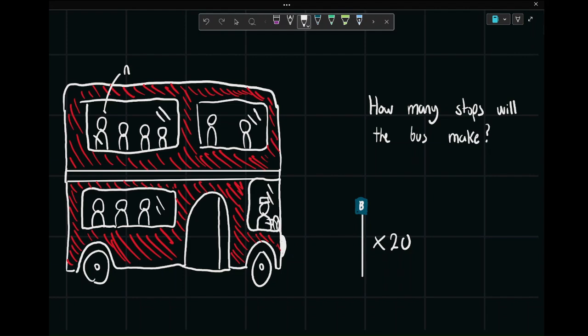So, we would like to know what's the expected amount of stops this bus will take. And if you can guess, we will be using expected value to figure this out. So let's get on with the math.